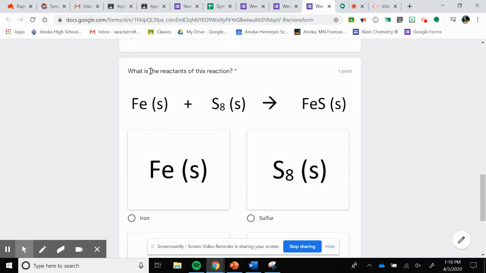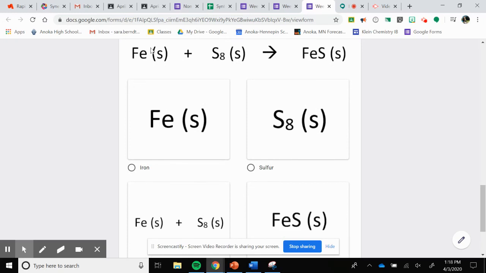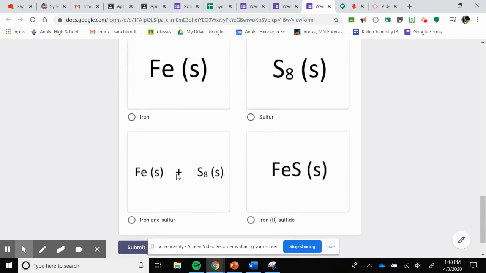Last question, what are the reactants of this reaction? So we look and we said that everything to the left of this arrow is a reactant. So when I look at my options, I need both Fe and S8 as an answer. If I were to just pick Fe, my answer would only be partially correct. Or if I only picked S8, again, it would be partially correct. So I'm looking for both Fe and S8, so I'm going to pick the third option, Fe and S8 together.